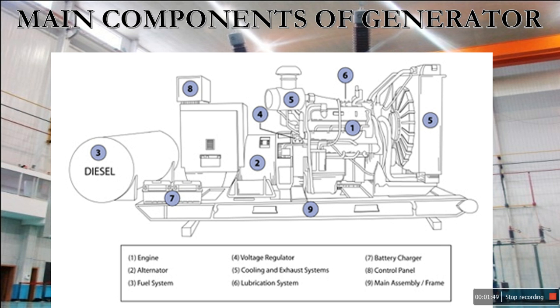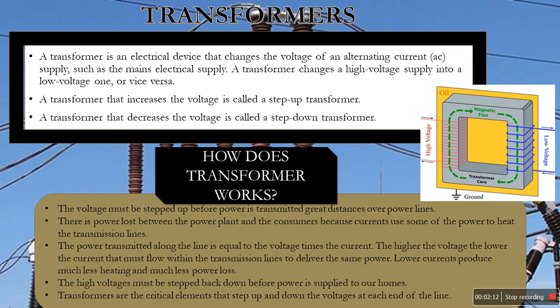There are a few main components of a generator. First, engine. Second, alternator. Third, fuel system. Fourth, voltage regulator. Fifth, cooling and exhaust system. Sixth, lubricant system. Seventh, battery charger. Eighth, control panel, and ninth, main assembly.